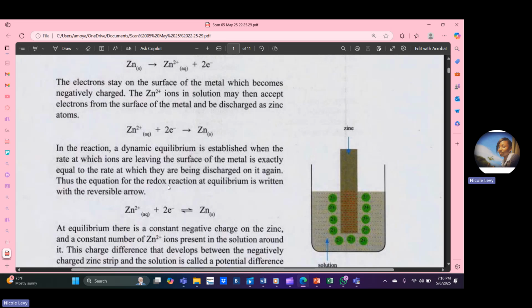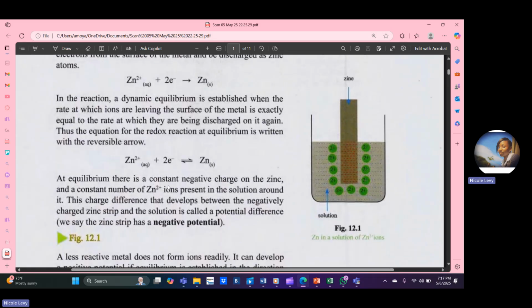In the reaction, a dynamic equilibrium is established when the rate at which the ions are leaving the surface of the metal is exactly equal to the rate at which they are being discharged on it again. What that is saying is that the same rate at which the zinc ions are accepting electrons to form zinc atoms is the same rate at which the zinc atoms are going to lose electrons to form ions.